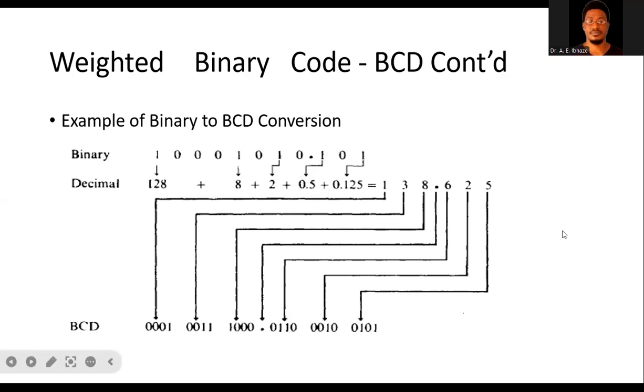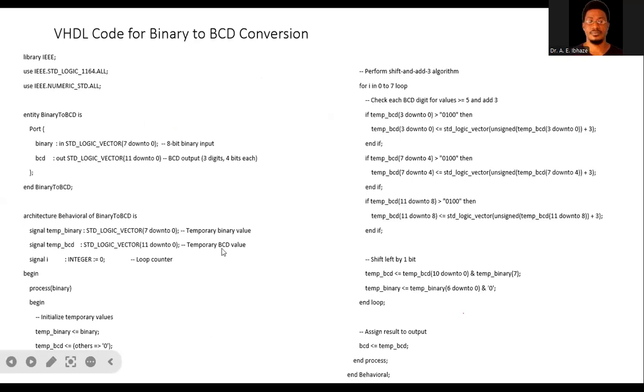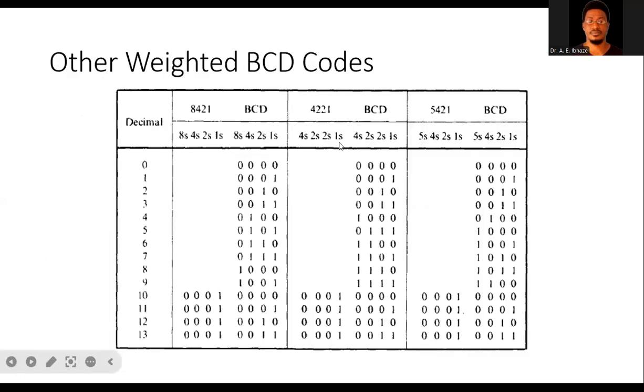Then we also have the VHDL implementation from binary to BCD. So let's move this. So this is all clear. Yeah, so we also have this as the implementation. Then we have other weights. So this is 8421 BCD, 4221, then 5421.